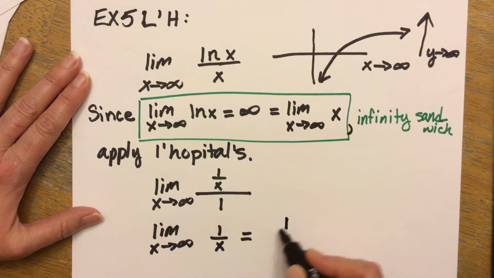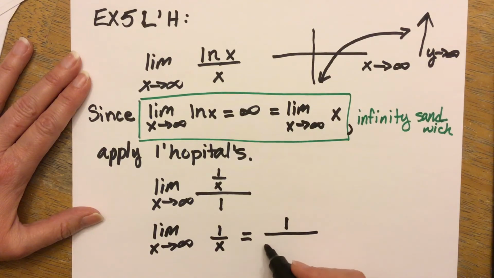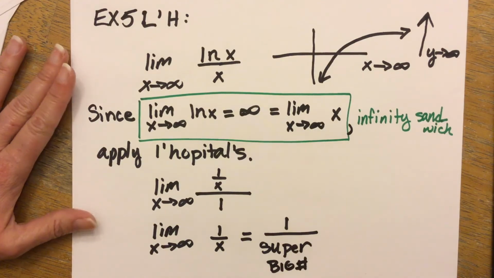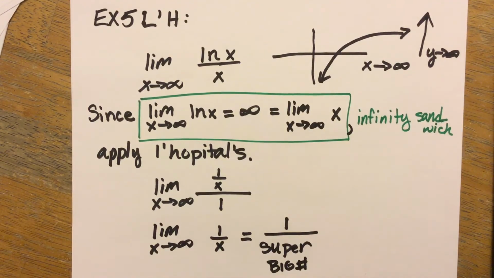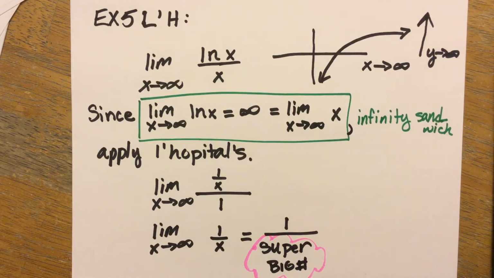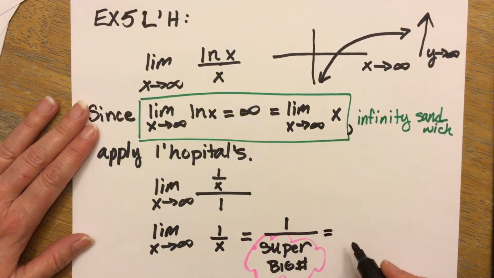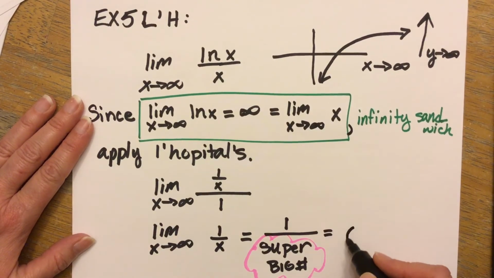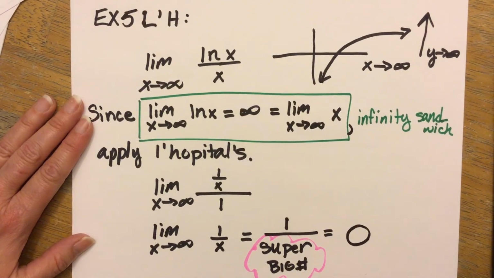So let's think about this. We have 1 over infinity, which is 1 over a super big number. So the bigger and bigger and bigger the bottom becomes, what is happening to the overall problem when you're dividing by that? So you have 1 over 10, 1 over 100, 1 over 1,000,000, 1 over 300 billion. And this means that we are getting closer and closer and closer to the number 0. But as we're getting closer, we're never, ever quite getting to 0.